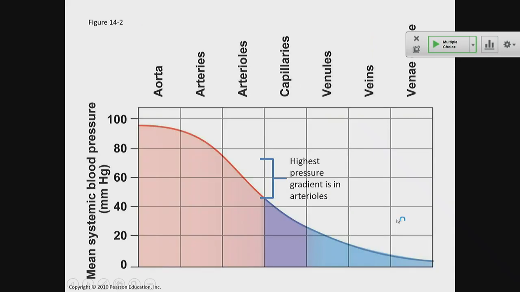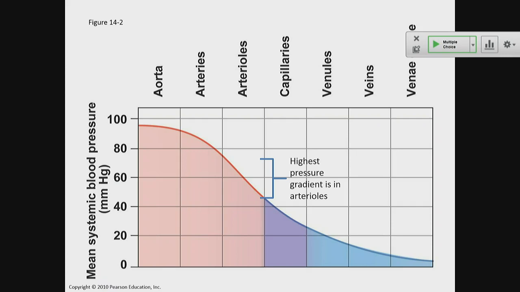Okay, so how does resistance and pressure change over the course of the cardiovascular system? This is what's shown here. On this vertical axis, you have blood pressure, and on the horizontal axis, you have the different types of blood vessels.